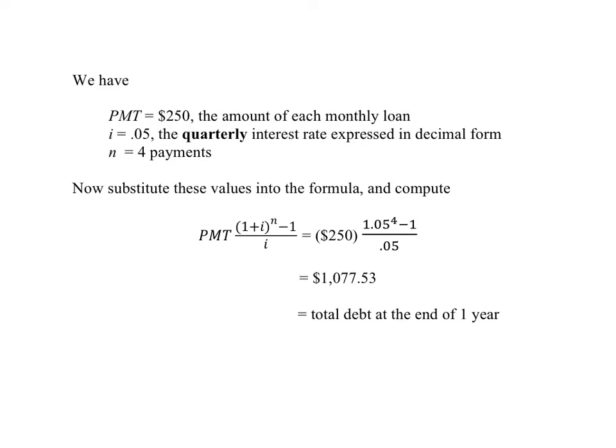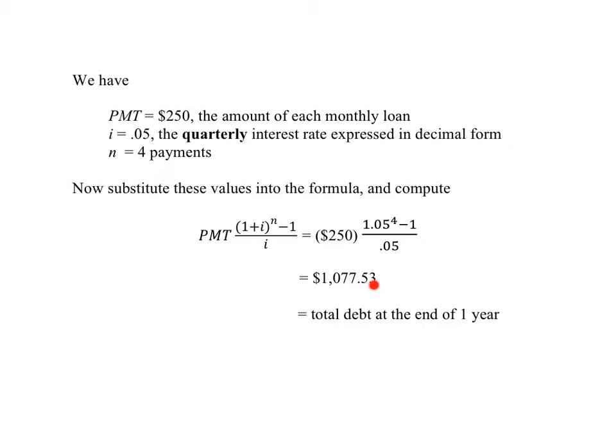This analysis gives us everything we need to know in order to apply our favorite formula. We have $250 to plug in for PMT. 0.05 is the quarterly interest rate expressed as a decimal. We plug that in for I, and there are 4 payments. We plug that in for N. We compute the value of this expression, and it turns out to be $1,077.53. That is your friend's total debt at the end of 1 year.